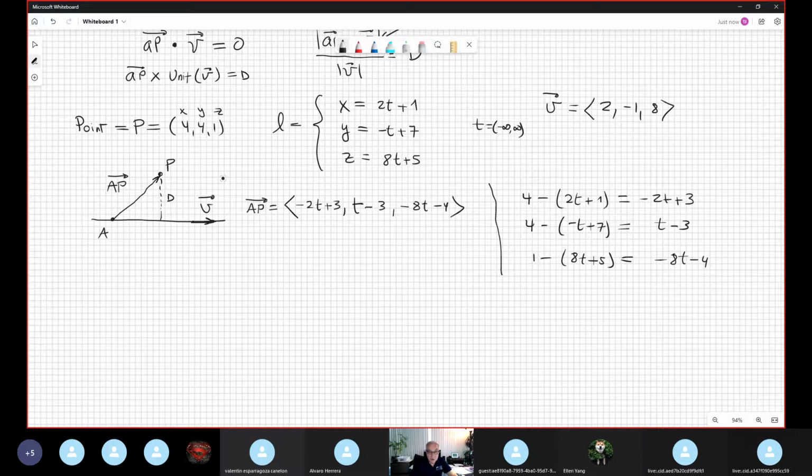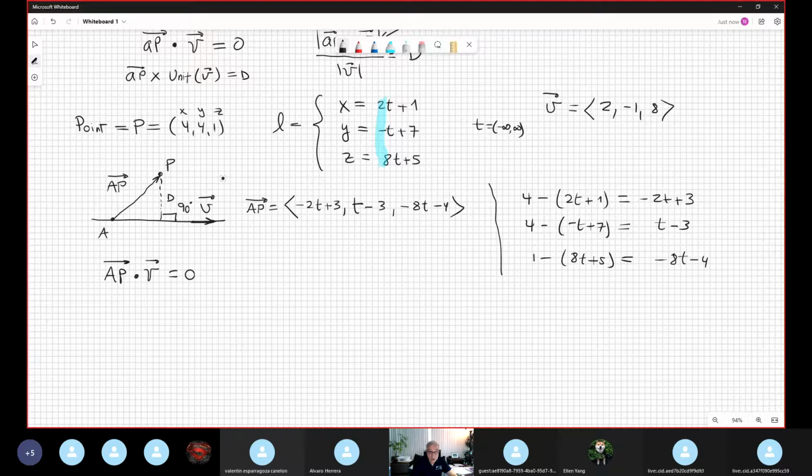Okay, the direction vector is this number, no? It is 2, negative 1, 8. In the parametric equation, the coefficient in front of the t is the direction vector. So you perform the dot product of AP with the B vector, and you enforce it to be 0 because at this point it is orthogonal, 90 degrees. When you get the equation, you solve for t.